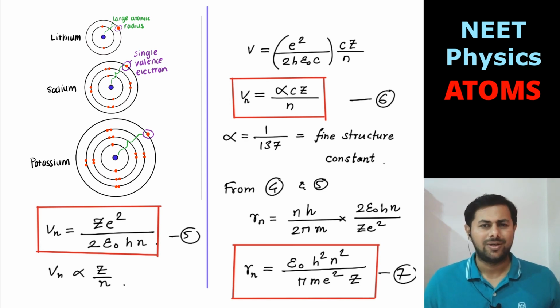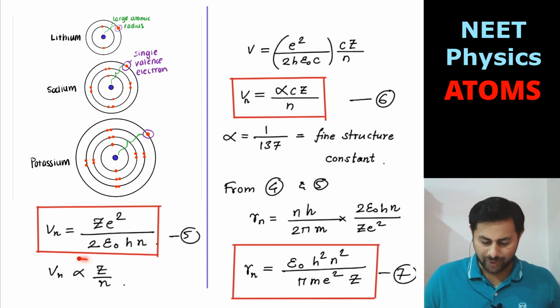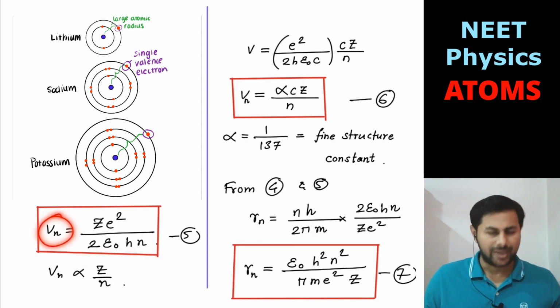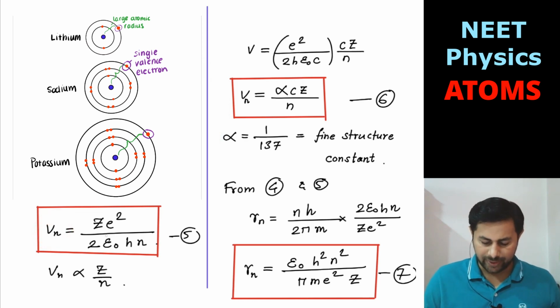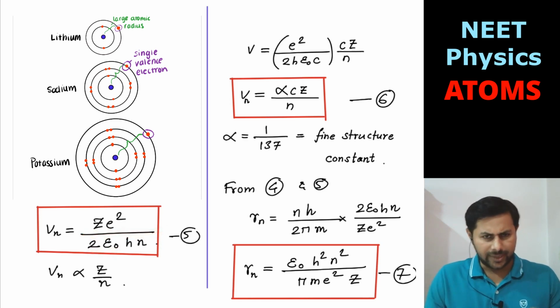Good morning. So let us first recall the formulas that we saw yesterday. The velocity of electron in nth Bohr orbit of an alkali atom is given by this formula. It is z times e square divided by 2 epsilon naught hn, right? This formula is rarely used, but still we need to remember this.